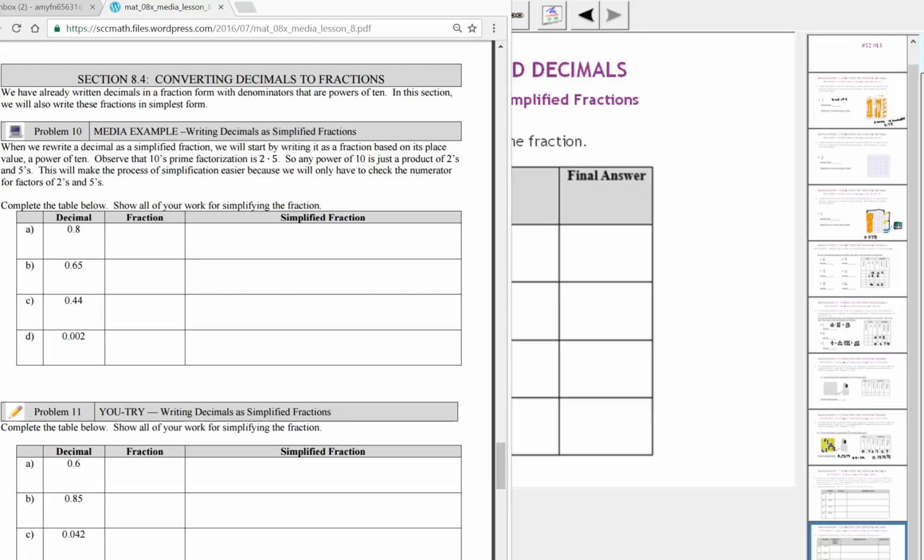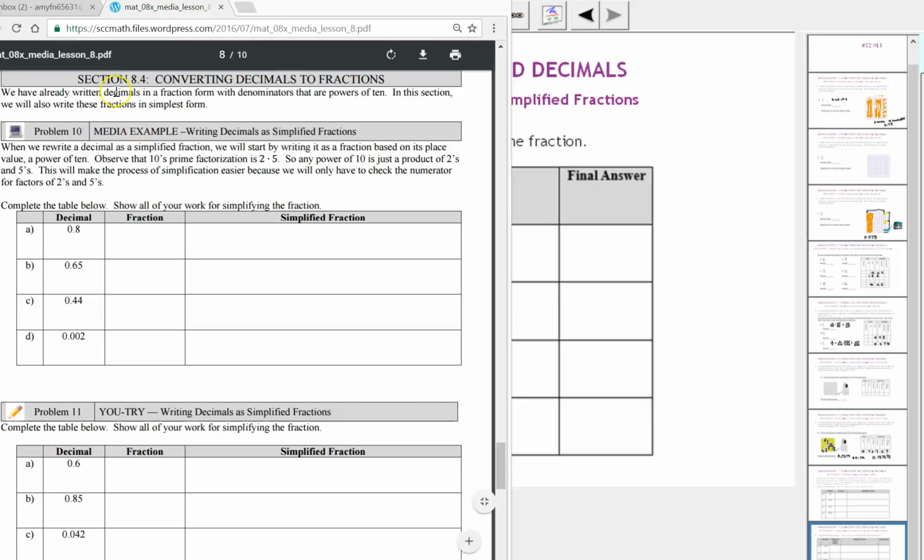In this video, we'll look at the remainder of Unit 8. So Section 8.4 is converting decimals to fractions. We looked at converting fractions to decimals in a few different ways, and now we'll look at converting decimals to fractions. From the last unit, they should be fine with rewriting a decimal in its fraction form.